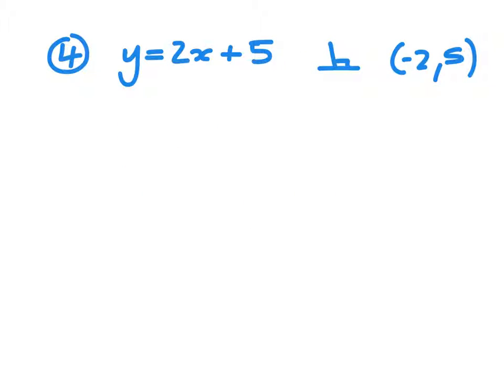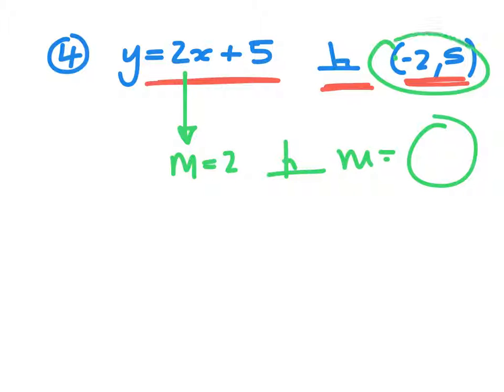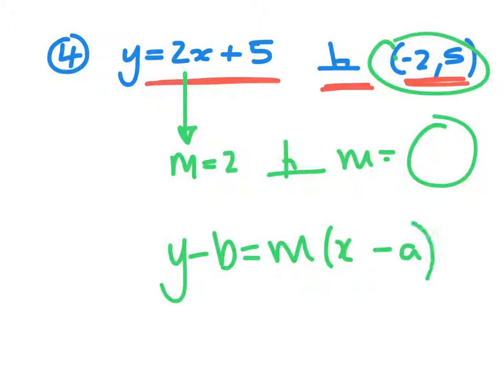Question 4, find the equation of the straight line passing through -2, 5, which is perpendicular to this line. So, first stage is we take the gradient from there, which is 2, we turn it perpendicular, and then we use the new gradient and the point -2, 5 in the formula y minus b equals m times x minus a.